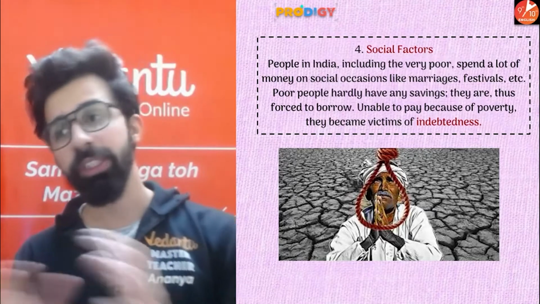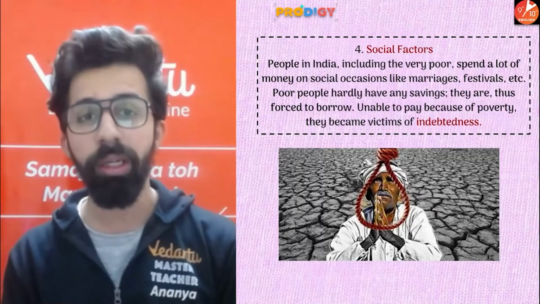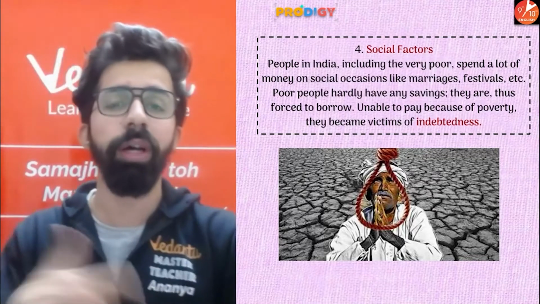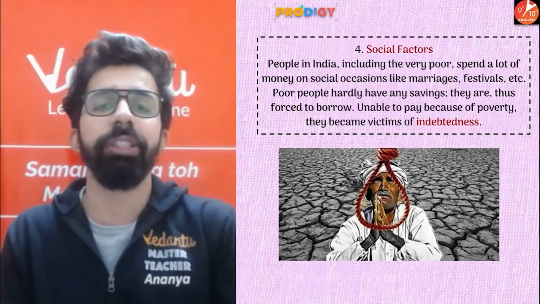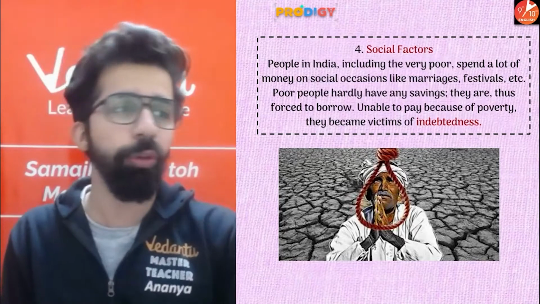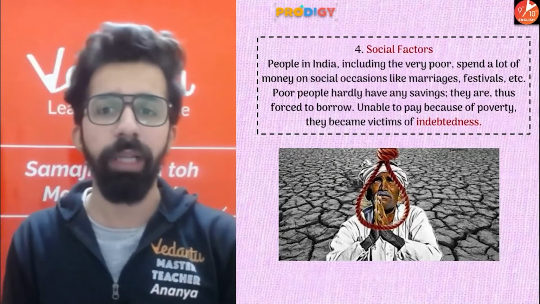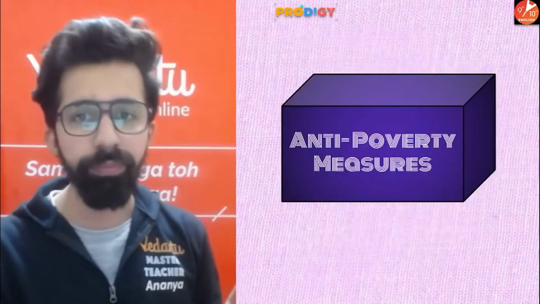Especially families from a poor financial background are unable to give dowry. But still they have to give dowry because it comes under customs. So to give the dowry, they will take a loan from the formal or informal sector, and this is how they will get into indebtedness. They will sink into debt. Alright.